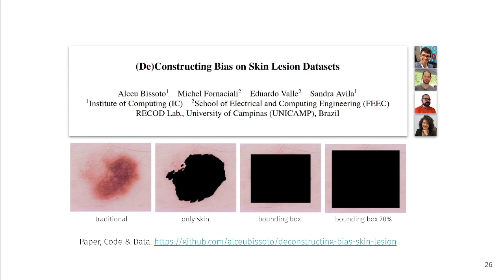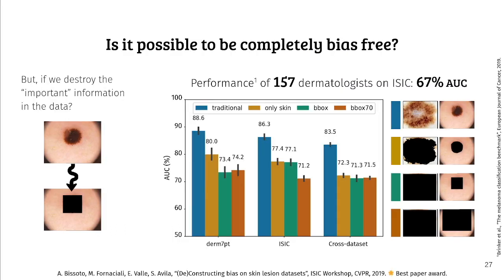Okay? So we perform single and cross dataset experiments. For single, we train and test on the same dataset, and for cross dataset, we train on ISIC and we test on PH2 and 7-point. And we found that in both cases, the networks are able to maintain a surprising amount of accuracy, even after almost all lesion information has been destroyed.